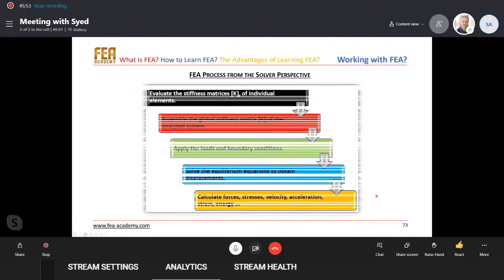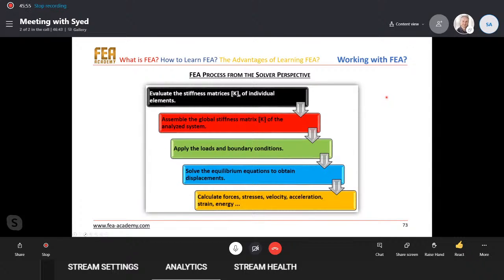But we have the process also from the solver perspective. So for the solver, it starts with an evaluation of the stiffness matrices of the individual elements of the meshing. And then the solver assembles the global stiffness matrix of the analyzed system. Then it applies the load and boundary conditions, solves the equilibrium equations to obtain the displacement, and finally calculates forces, stresses, velocity, acceleration, strain, energy, all the outputs that the engineer needs to do the analysis of the system.